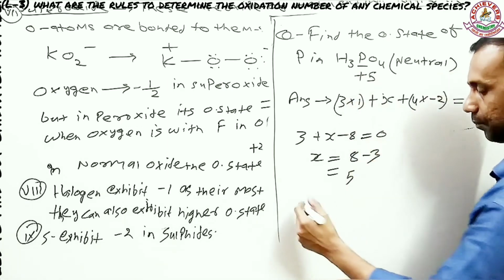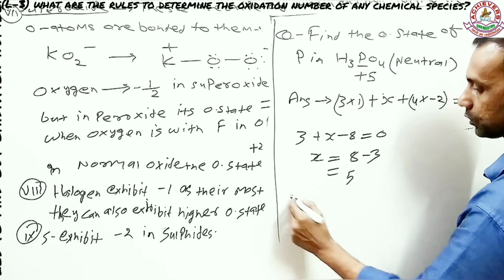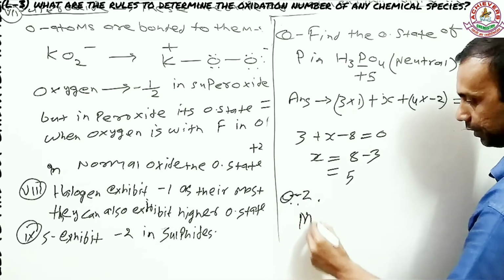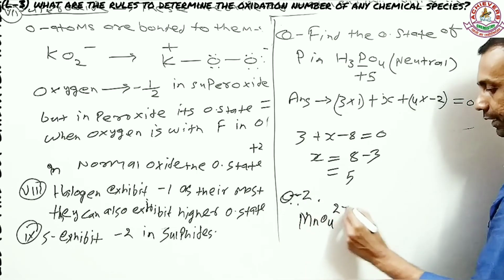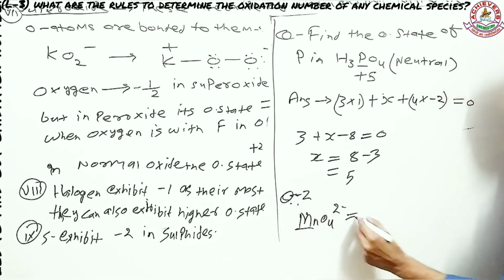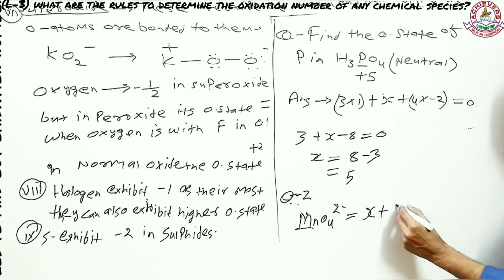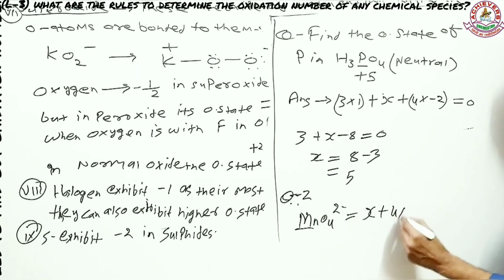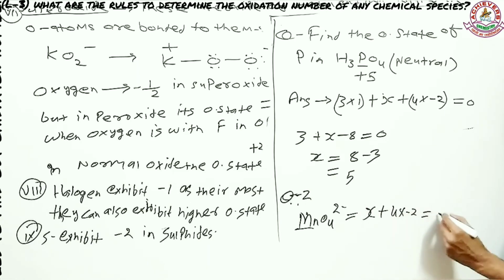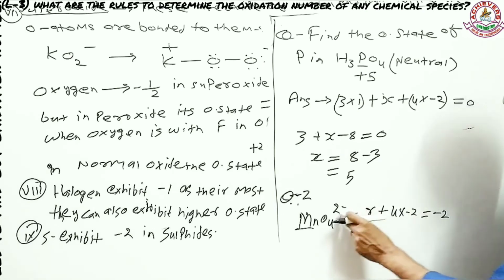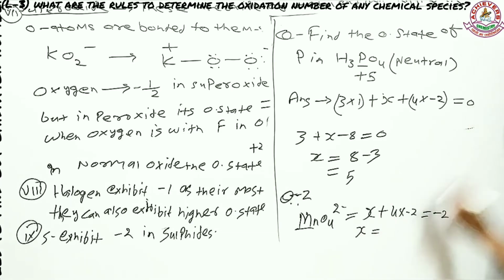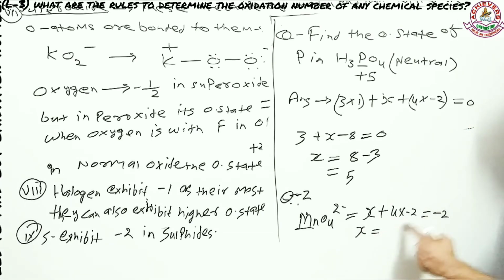Let's take another example. I'm taking a second question here. Question number 2, and that's going to be for MnO4 2 negative. So we have to find out for Mn. So what I will do, X plus 4 into -2, because for oxygen it's -2, equal to -2. Why -2, not 0? Because the magnitude of total charge here is going to be 2 minus. Let's solve it. So X is going to be 8 minus 2, that is +6. So that's how we find out.